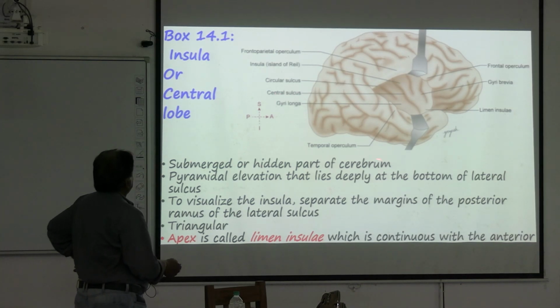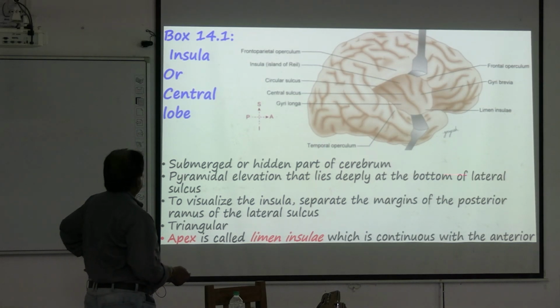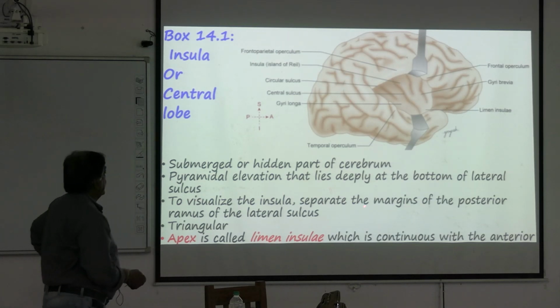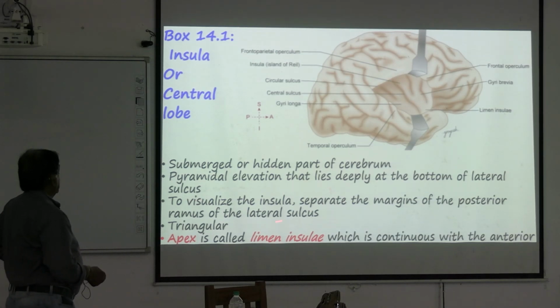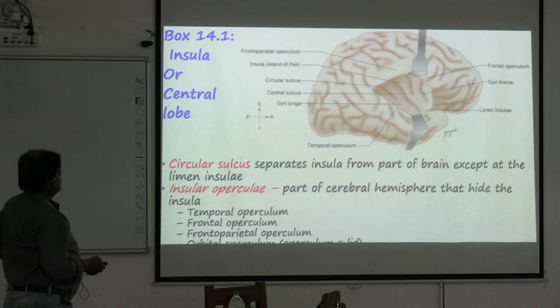The submerged or hidden part of the cerebrum, the insula or central lobe, is a pyramidal elevation that lies deeply at the bottom of the lateral sulcus. To visualize the insula, separate the margins of the posterior ramus of the lateral sulcus. The triangular apex is called the limen insulae, which is continuous with the anterior perforated substance. The circular sulcus separates the insula from the rest of the brain except at the limen insulae. The insular opercula are parts of the cerebral hemisphere that hide the insula.